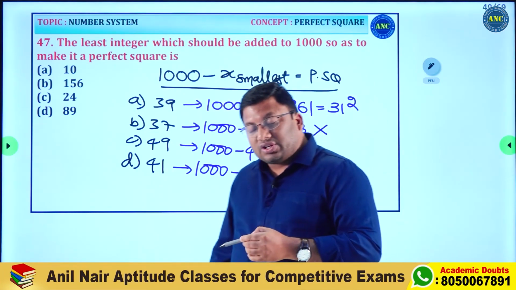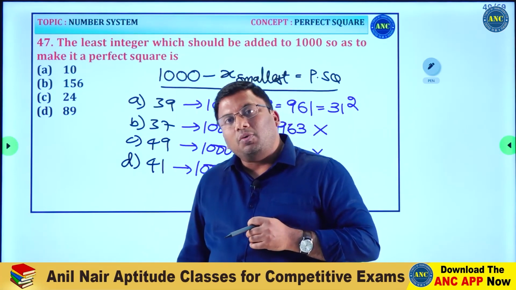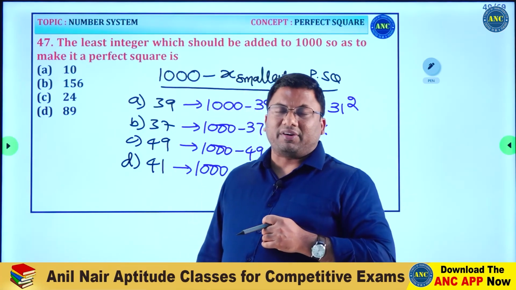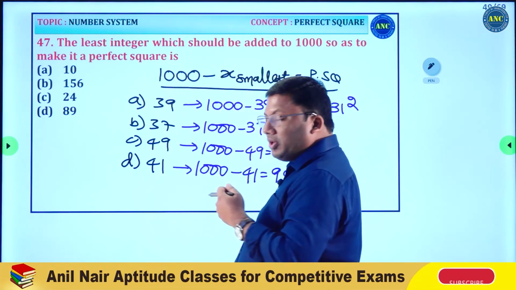So the question can be, how much should be added to get a perfect square? Or how much should be subtracted to get a perfect square? Two kinds of questions will be asked. I hope both the models are clear.